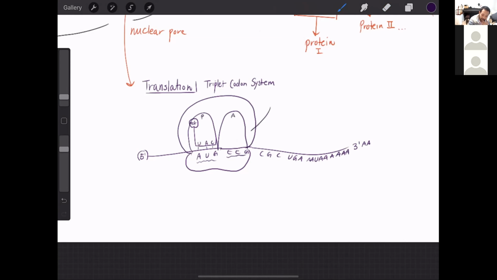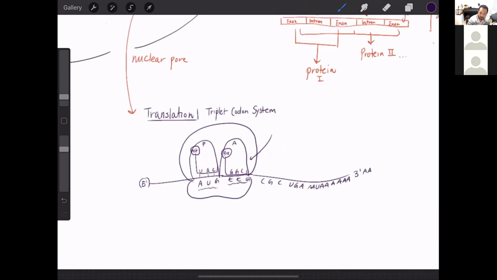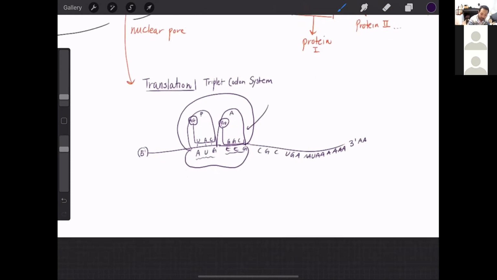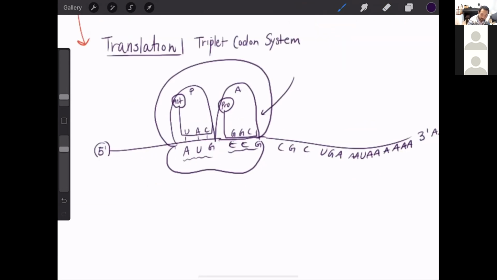Now into that A site is going to be that tRNA I just mentioned, right? GGC with proline. Once that proline-containing tRNA is put into the A site, then in the P site here, we're going to drive a chemical reaction that disconnects that tRNA from methionine, just like that. And then we're going to transfer that bond over to proline right there. So you can see now we have methionine and proline that are connected together.